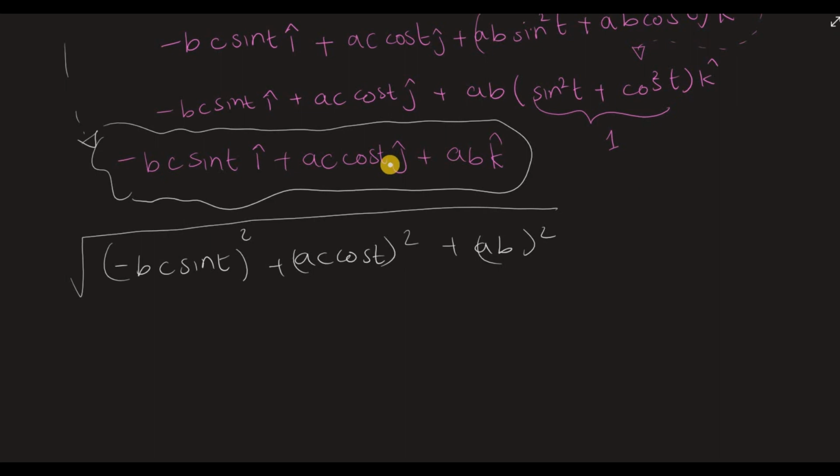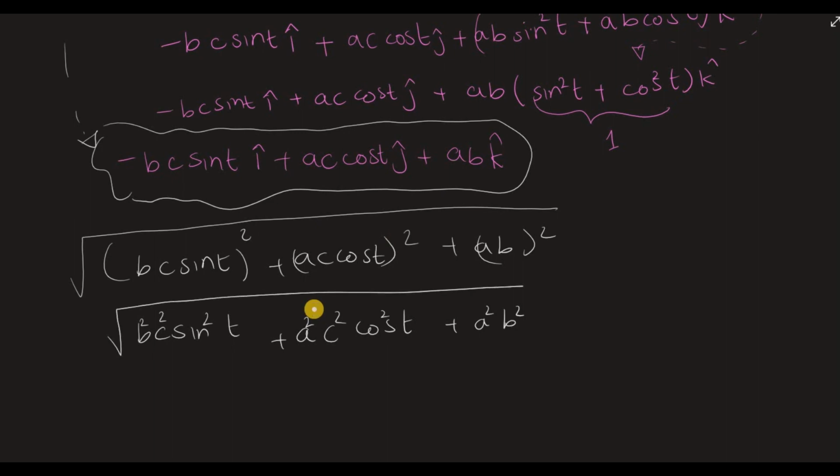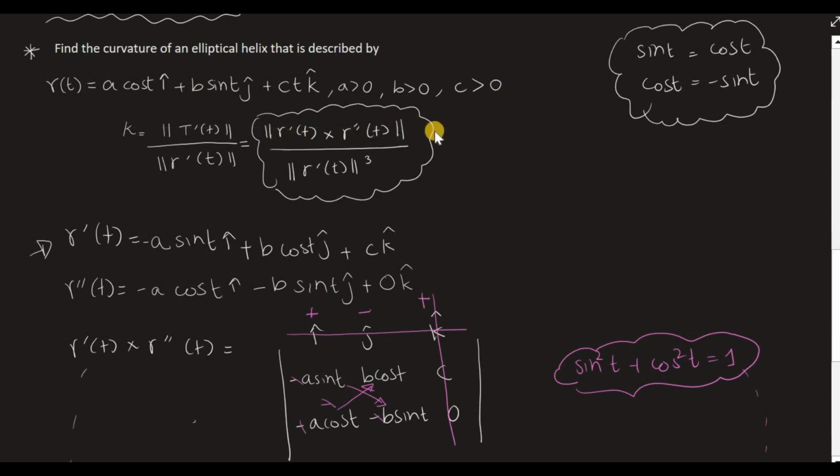This will give us, so the negative cancels out because of the square root, so I don't need to put it in here, B squared C squared sine squared of t, and then plus A squared C squared cosine squared t plus A squared B squared. And then square rooting the whole thing. So this is going to be the answer to here. This is what's going to go in here at the top.